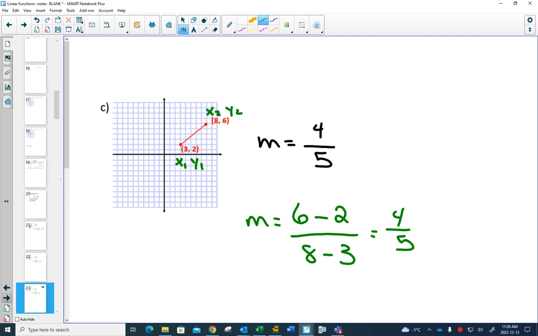Should we do it where we switch them up? Yeah. Okay. It doesn't matter which. 4, and then it would be negative 5. Yeah, let's switch them up just to see.